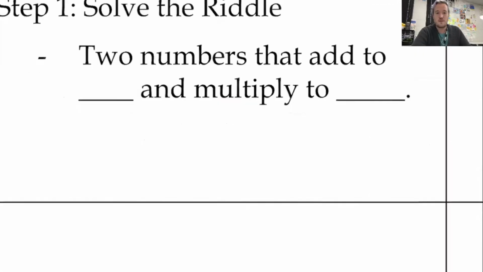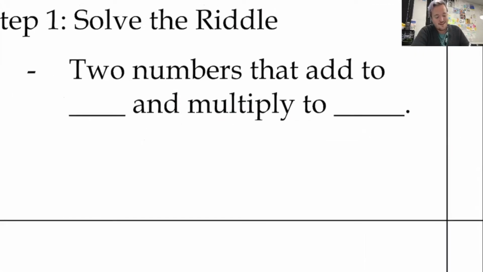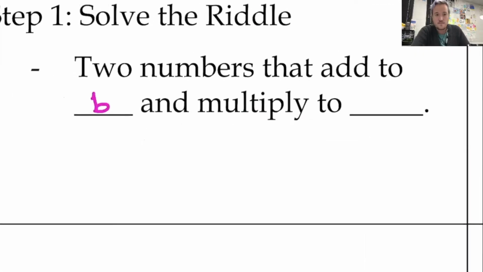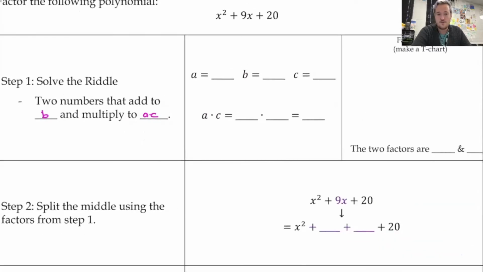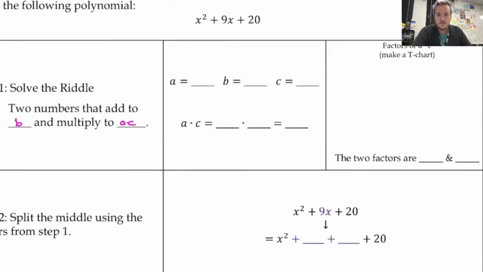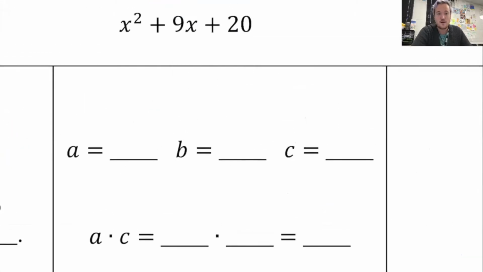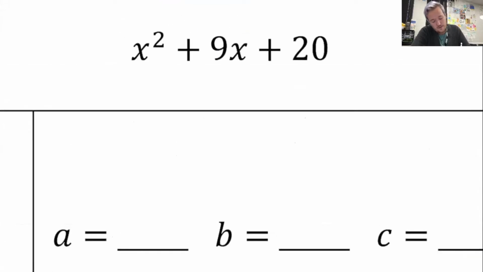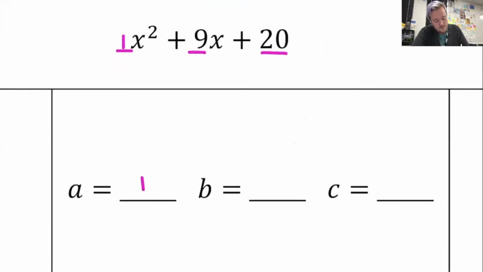So the riddle is going to be two numbers that add to b and they multiply to a times c. If you're wondering what those letters mean, that's what we're doing right here. We're looking at the a, b, and c values from the trinomial. Here we don't have a number in front, so we have a 1, then a 9, and a 20. Those values are your a, b, and c values.